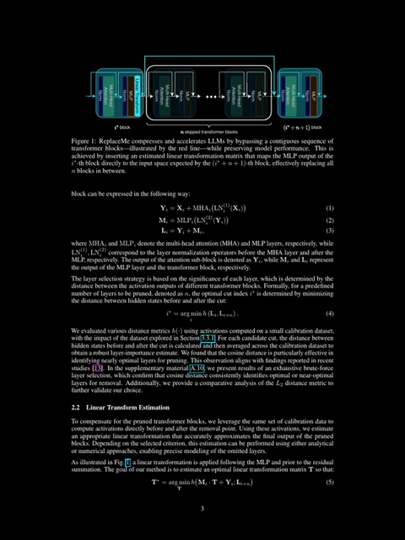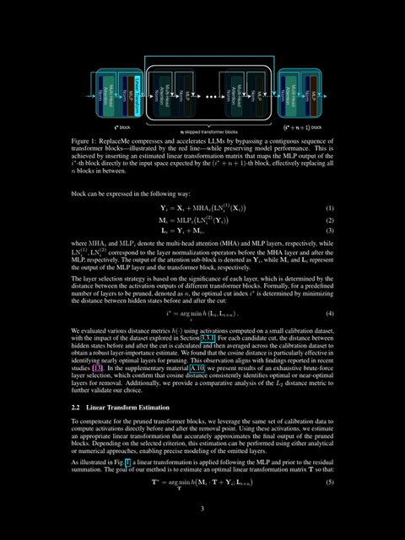2.2. Linear transform estimation to compensate for the pruned transformer blocks. We leverage the same set of calibration data to compute activations directly before and after the removal point. Using these activations, we estimate an appropriate linear transformation that accurately approximates the final output of the pruned blocks. Depending on the selected criterion, this estimation can be performed using either analytical or numerical approaches, enabling precise modeling of the omitted layers. As illustrated in Fig. 1, a linear transformation is applied following the MLP and prior to the residual summation.